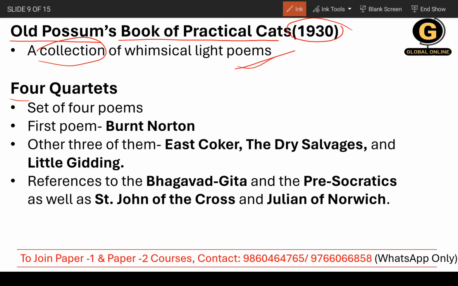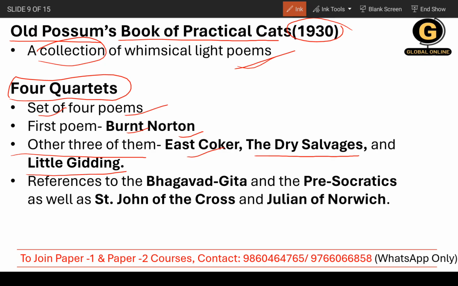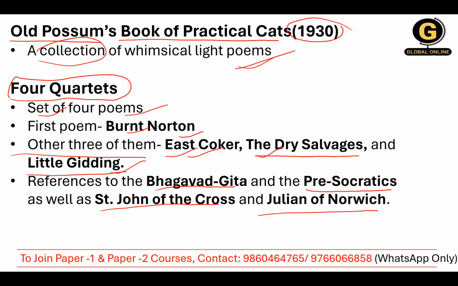Now, the very famous Four Quartets. Four Quartets itself is very self-explanatory, that it must have 4 poems, a set of 4 poems. Now, the first poem is Burnt Norton. In this particular collection, of course a collection because it has a set of 4 poems, the first poem is Burnt Norton. And the other 3 are East Coker, The Dry Salvages, and Little Gidding. And here also you are going to see some references to the Bhagavad Gita and the pre-Socratic philosophies, as well as St. John of the Cross and Julian of Norwich. You are going to see these references in this particular set of 4 poems.